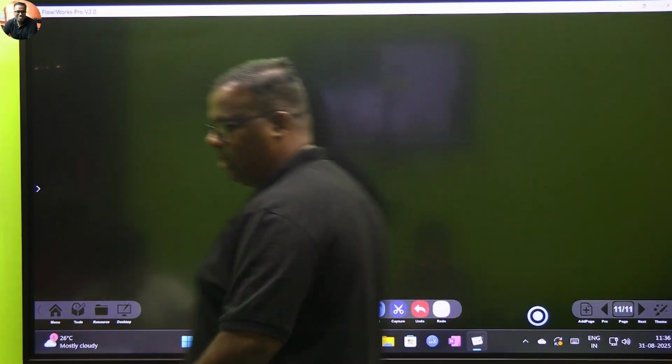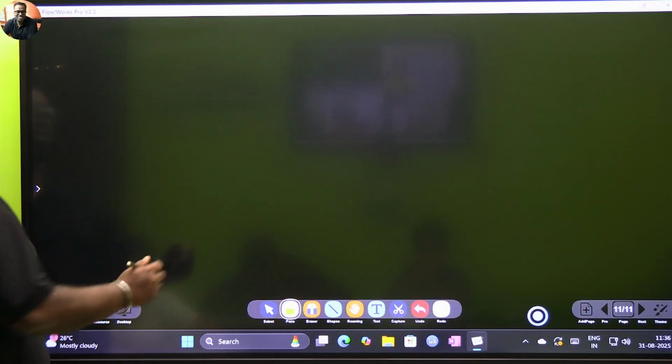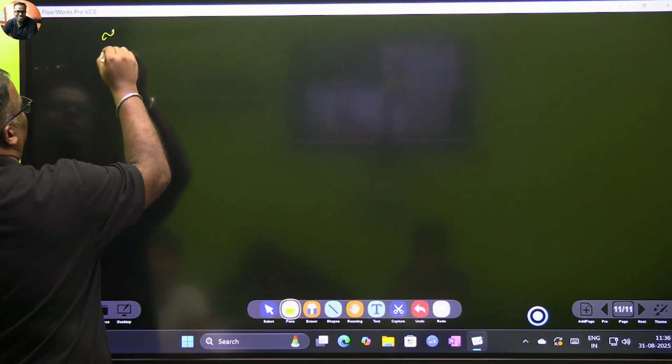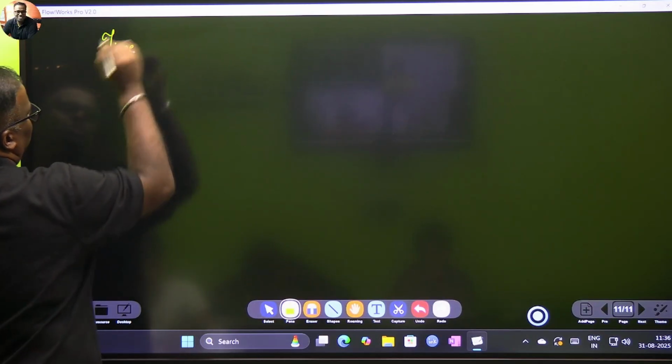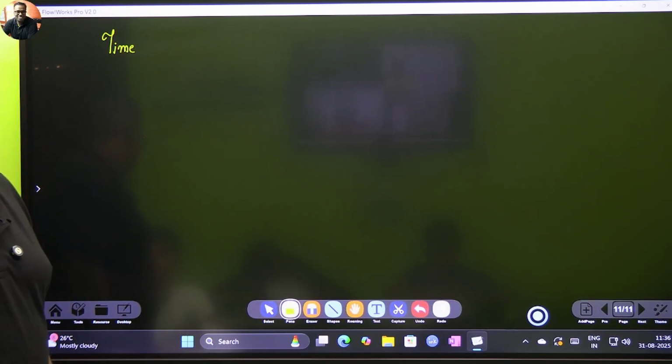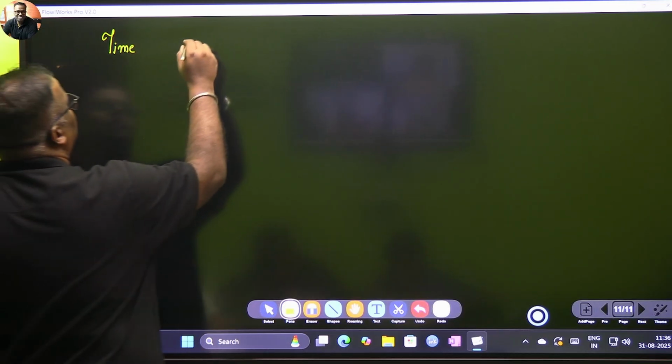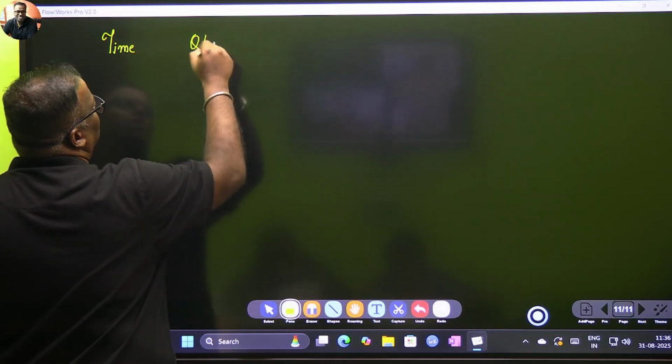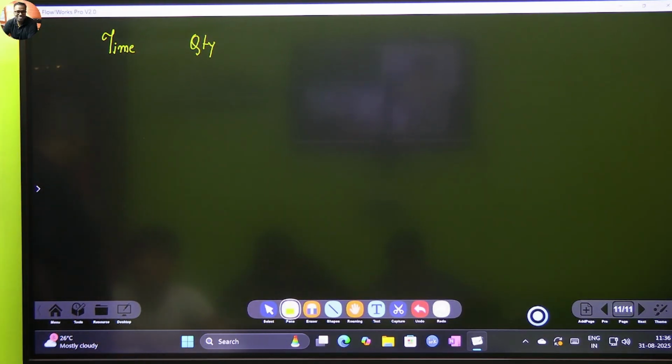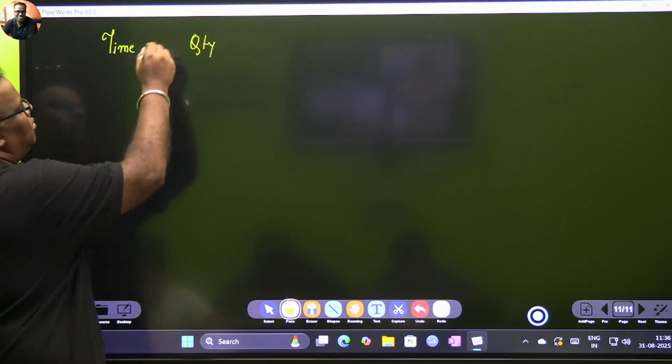Quick. The last problem. In 8 days, the Earth picks up 6.4 into 10 to the power 7 kg of dust. So I'm seeing time as one of the heroes. Time versus quantity: obviously, the more the time, the more dust you will pick up. So quantity and time are directly proportional.